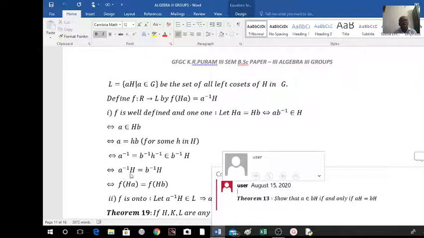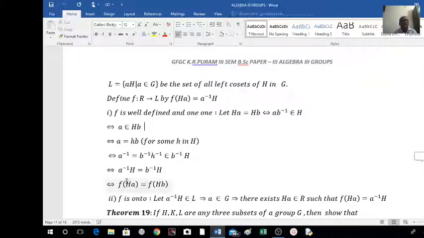Can we write A inverse H equal to B inverse H? Yes. In place of A, B we have A inverse, B inverse. So here we can write A inverse H is equal to B inverse H. What is A inverse H? By the definition, we have taken this as f of HA. So f of HA equal to B inverse H.